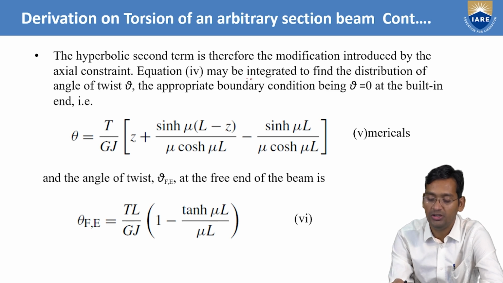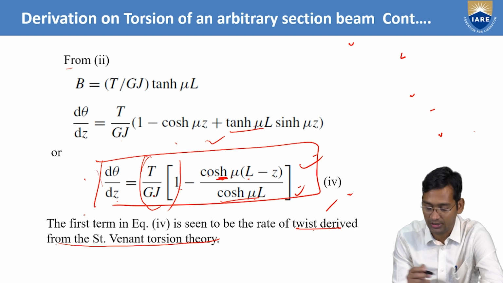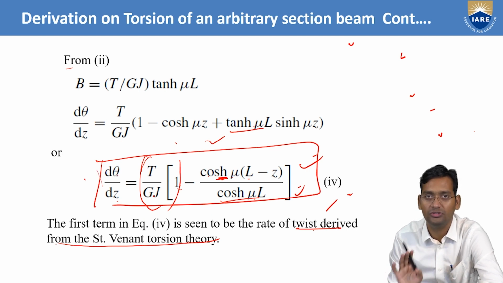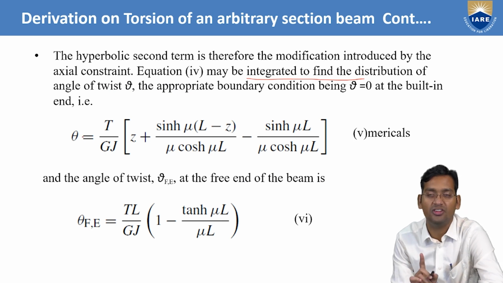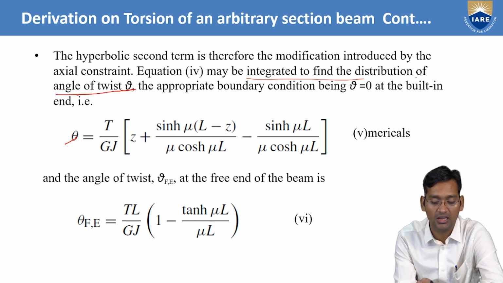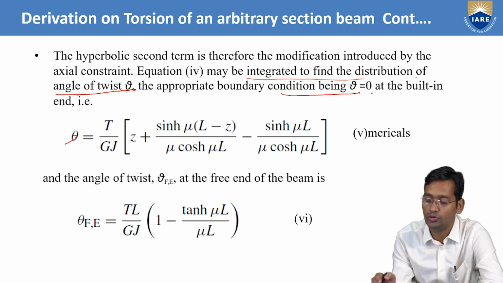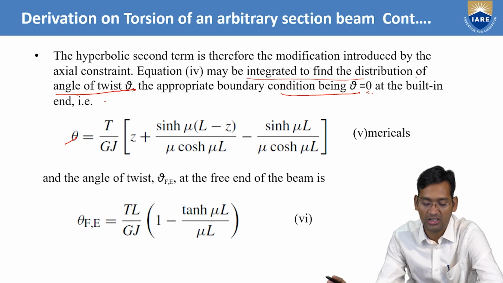Equation 4 may be integrated to find the distribution. So now this is to integrate to find the value of theta, the angle of twist. To find the distribution of the angle of twist, θ, the appropriate boundary condition is θ equals 0 at the built-in end, so theta will vary from 0 there.